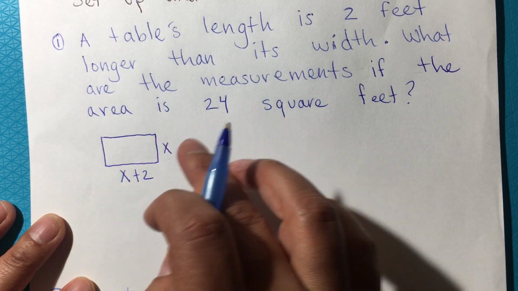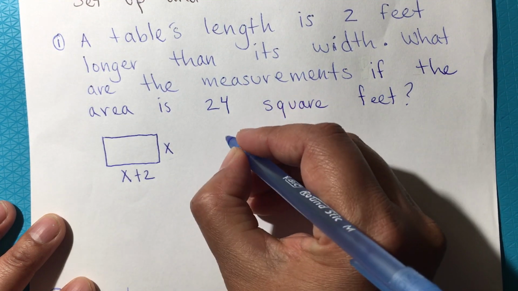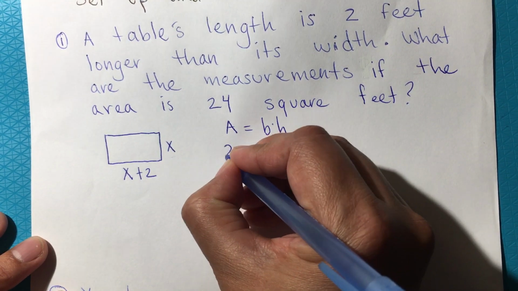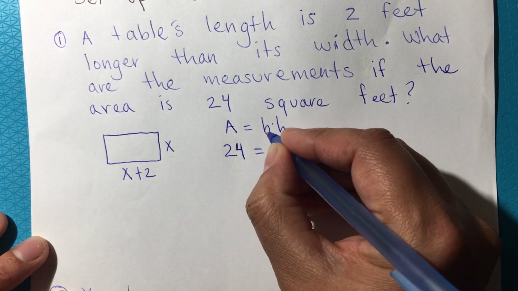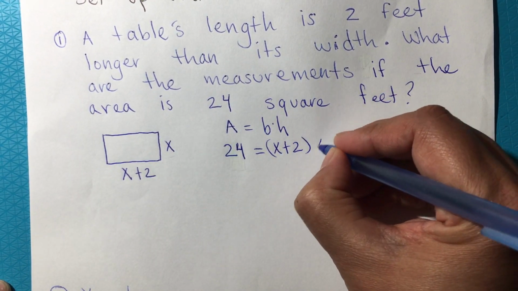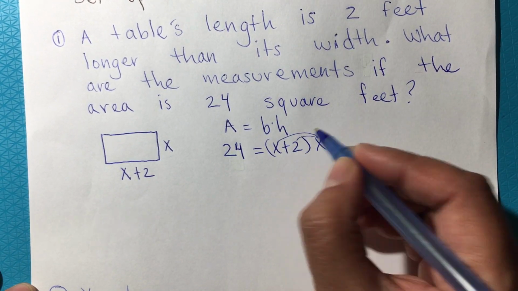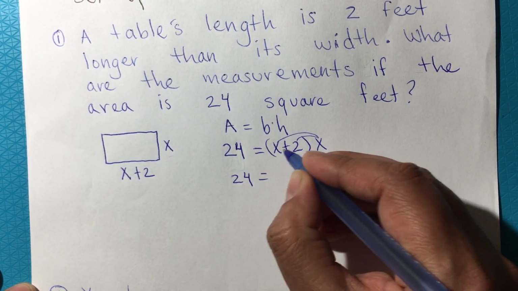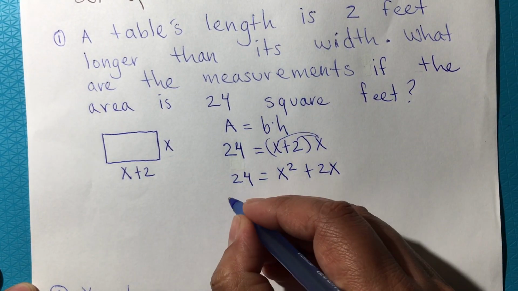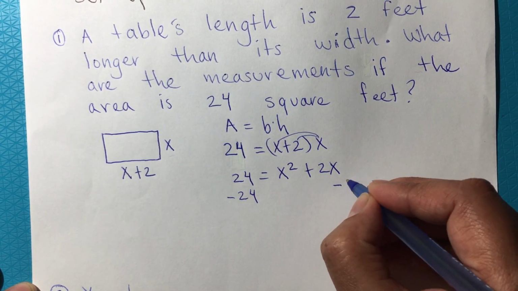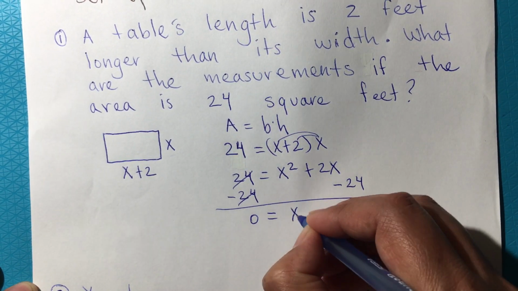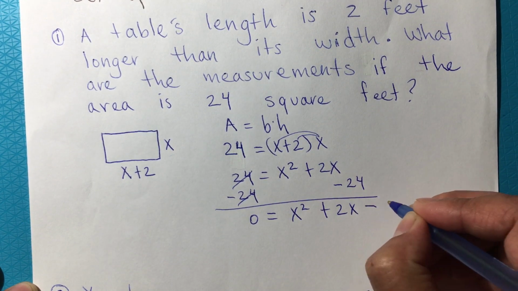So to set it up, we know that the area is always base times height. So area is equal to base times height, and the area is 24 square feet. So the base is x plus 2 times the height, which is x. We do distributive property, so 24 is equal to x times x is x squared, x times 2 is 2x. We subtract 24 from both sides. This cancels, and so 0 is equal to x squared plus 2x minus 24.